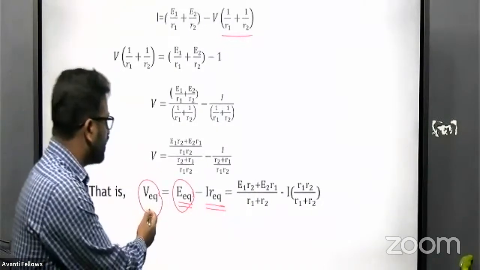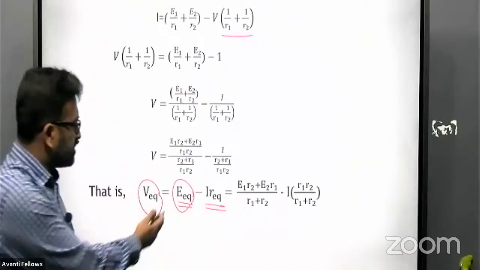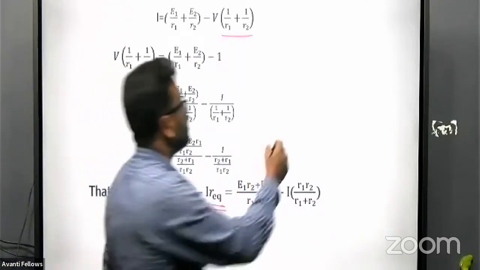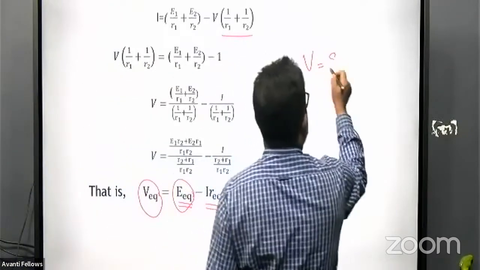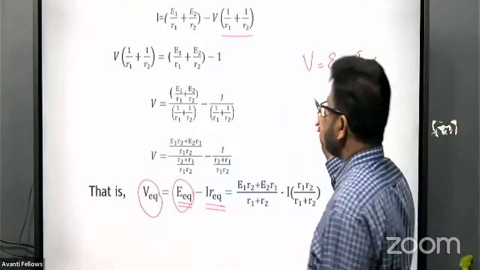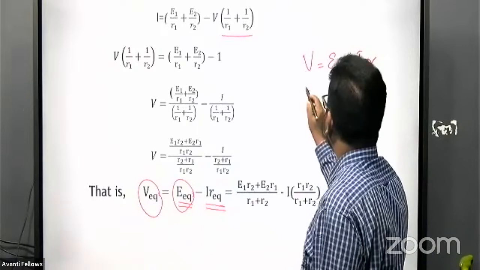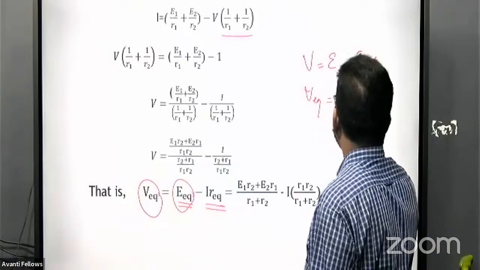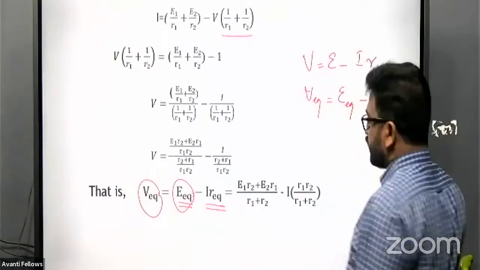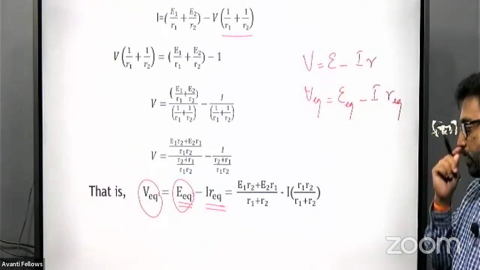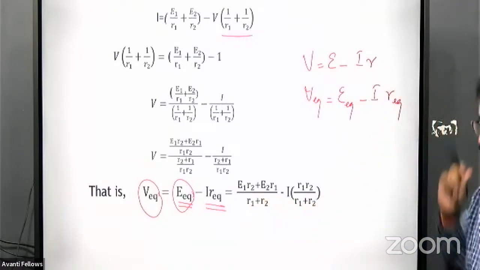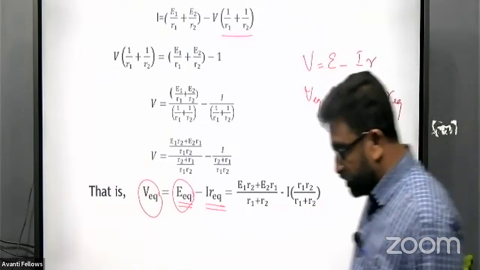The general equation we have is V equivalent equals E equivalent minus I into R equivalent. See, we have seen V equals E minus IR. So when cells are connected, it will be V equivalent equal to E equivalent minus I multiplied by R equivalent. So this E equivalent as well as R equivalent you have to remember. It is easy to remember. It's not a tough one.